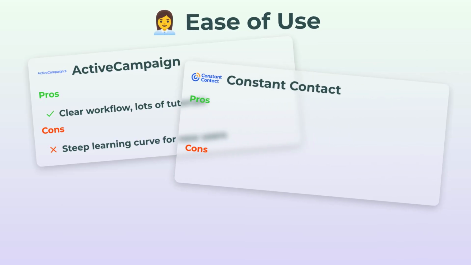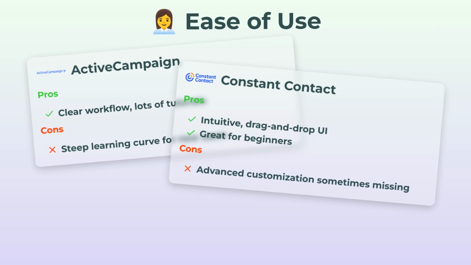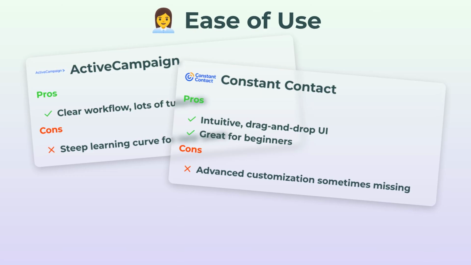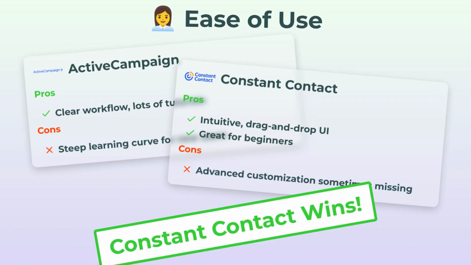Now, Constant Contact is basically the example they use in dictionaries for user-friendly. Everything is drag and drop, everything's obvious, and frankly, beginners just have an easier time. You won't get lost here. Sure, you give up some advanced stuff, but honestly, for ease of use, Constant Contact is on top.